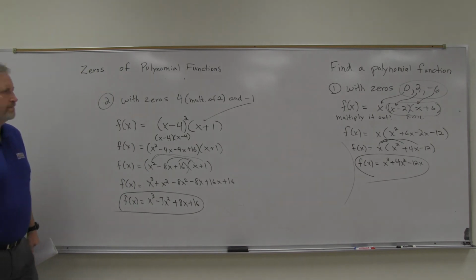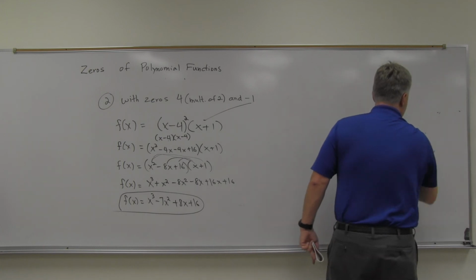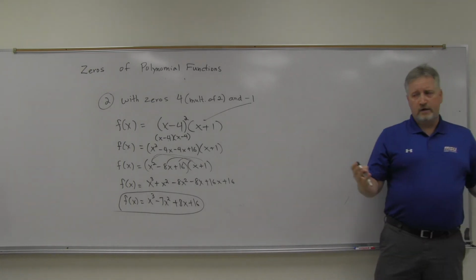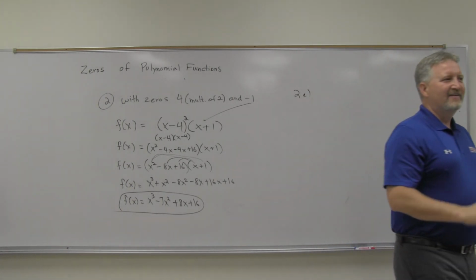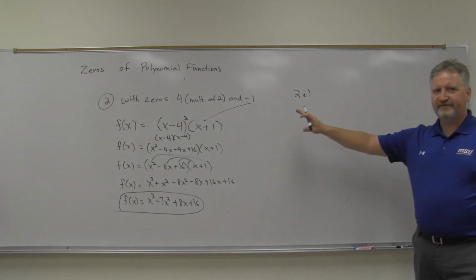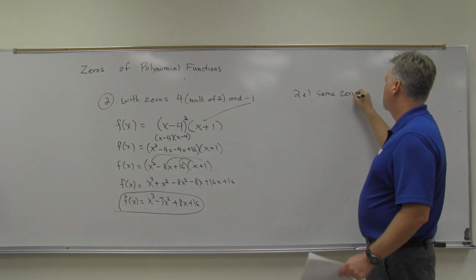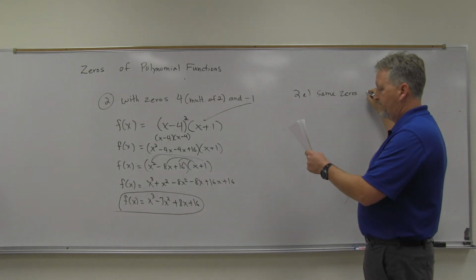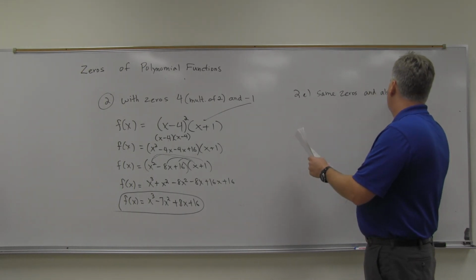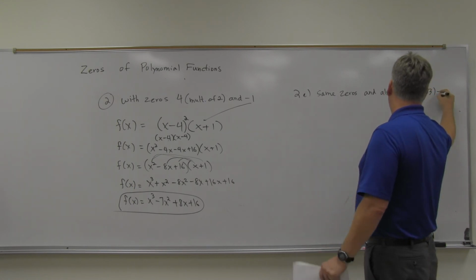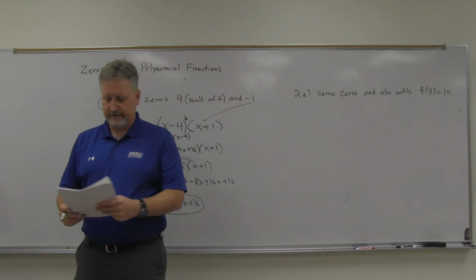Question? Is that okay? Now one more twist in here. Let's call it 2a. Same thing, same zeros, but also with f of 3 equals 10.